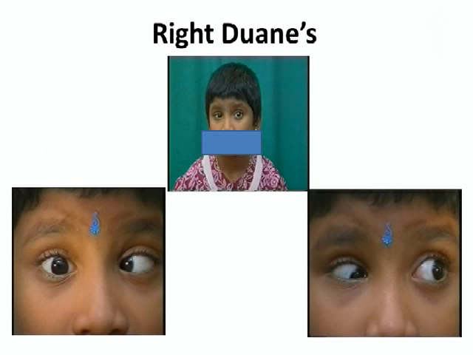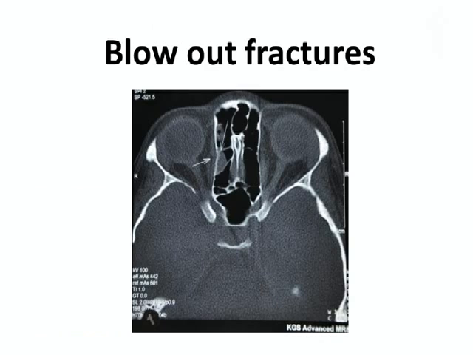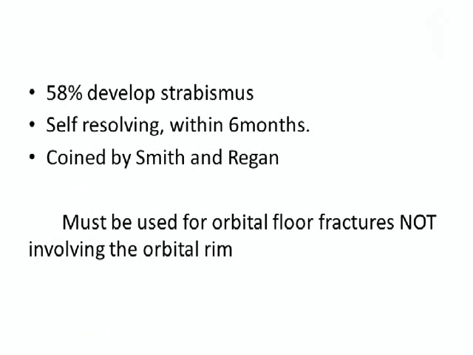This is a patient with right Duane's. Here you can see esotropia in the primary case. And the third condition will be blowout fractures. And 58% of the patients will develop strabismus, and it will be self-resolving within 6 months.